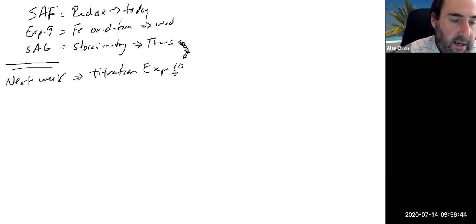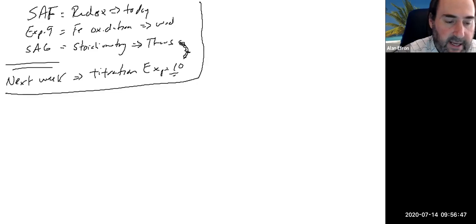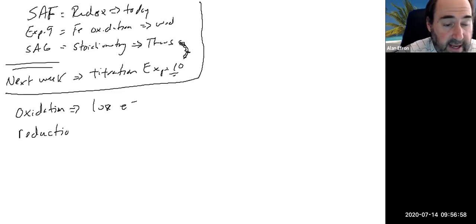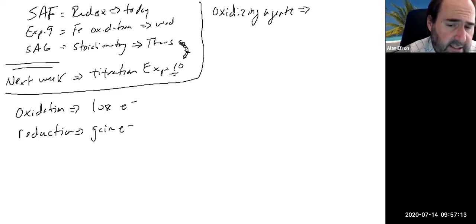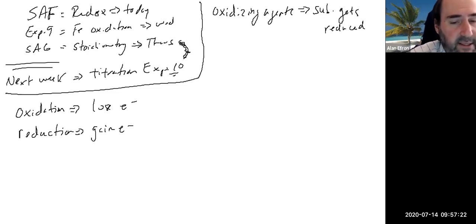All right, so today we're talking about redox. As we talked about, oxidation typically means that something has lost electrons, and reduction means that something has gained electrons. Remember that we also talk about oxidizing agents. The oxidizing agent is the substance that gets reduced. So the substance that goes through reduction will be your oxidizing agent, while your reducing agent is the opposite.